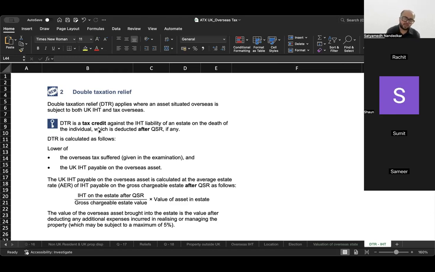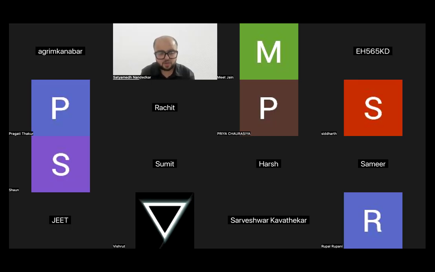How do we calculate UK IHT on overseas asset? UK IHT payable on overseas asset is calculated at the average estate rate. And how is average estate rate calculated? IHT on the estate after QSR upon gross chargeable estate value, into value of asset in the estate. This is how double taxation relief is given in case of inheritance tax.